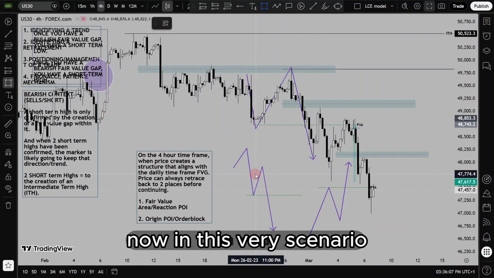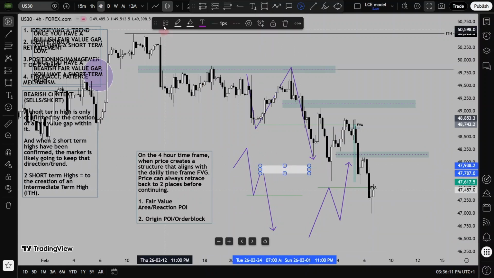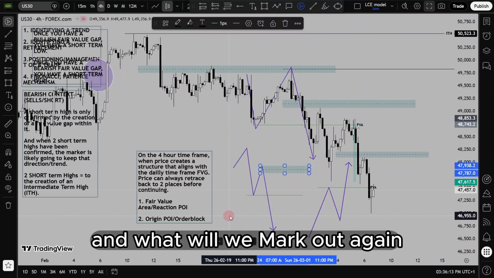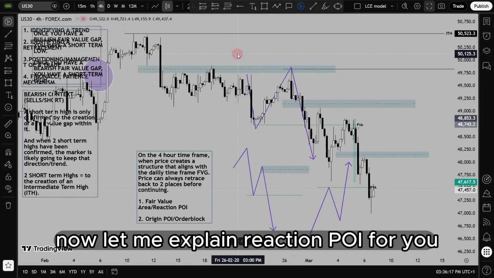Now, in this very scenario, we'll mark out the origin like this. And what will we mark out again? We'll mark out the reaction. Now, let me explain reaction POI for you.